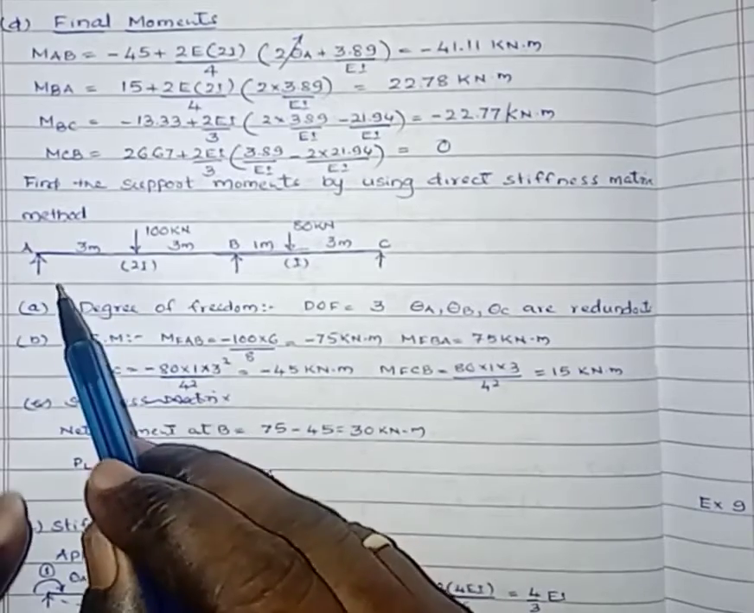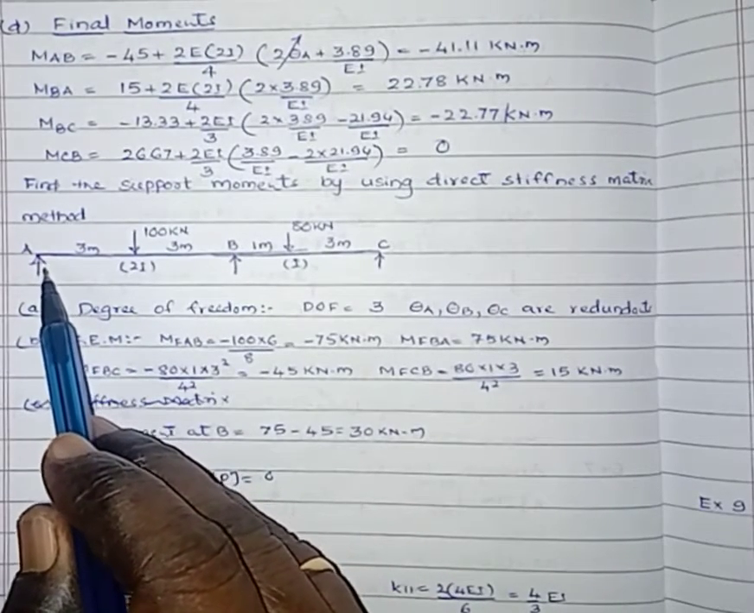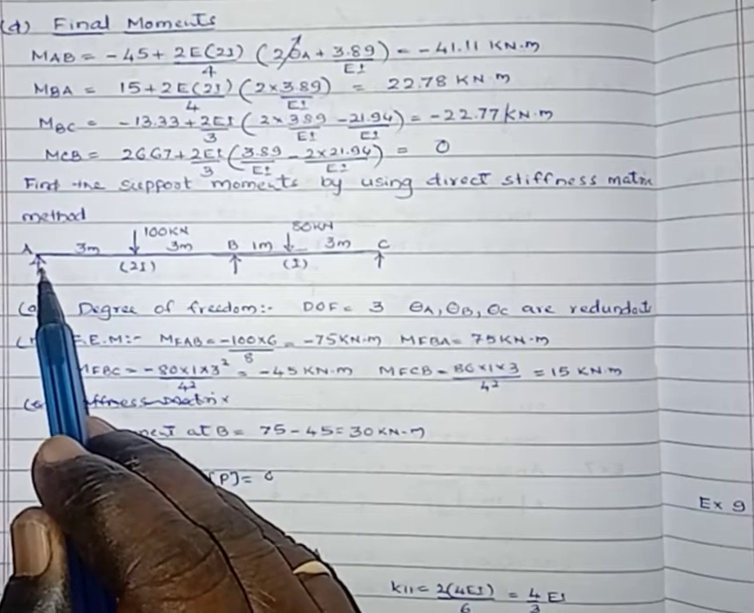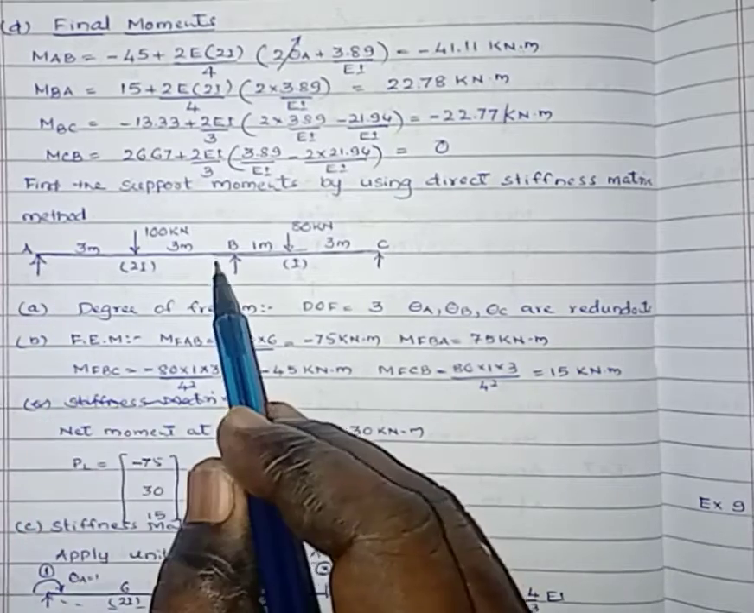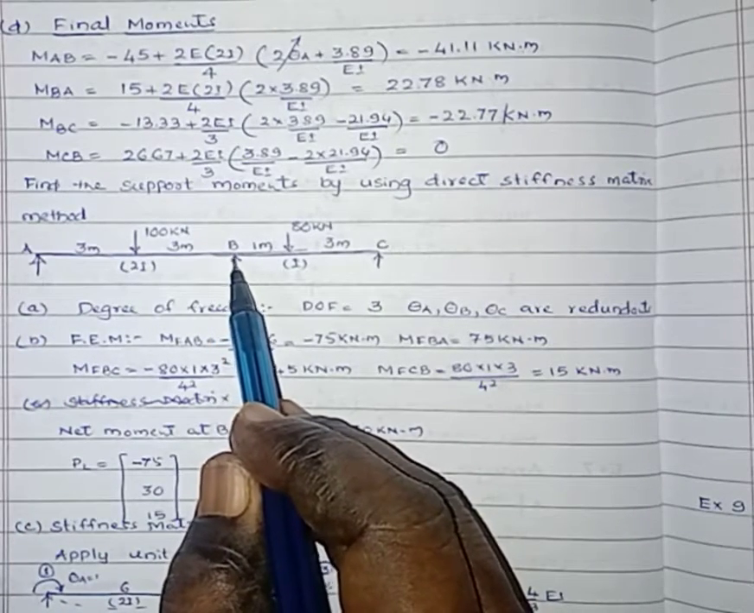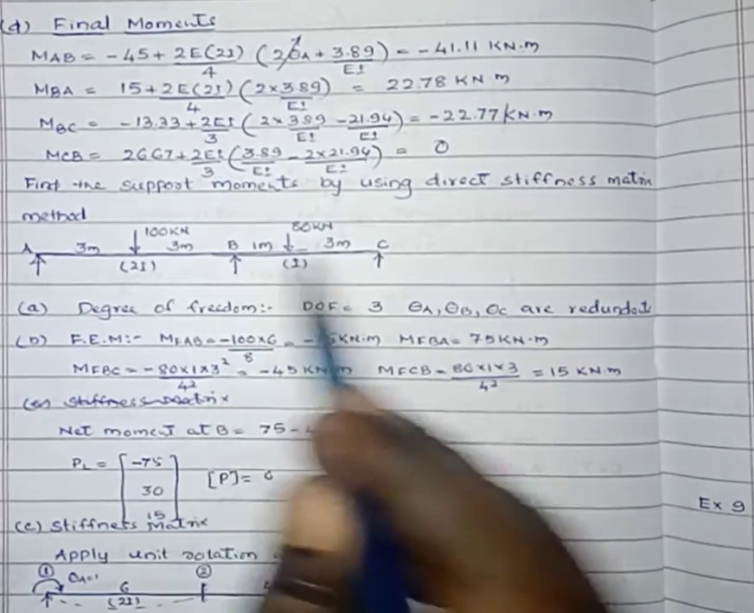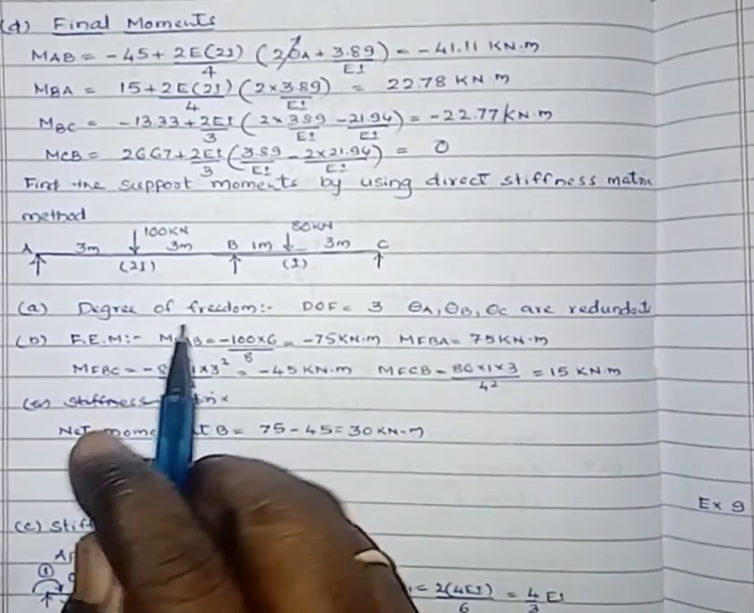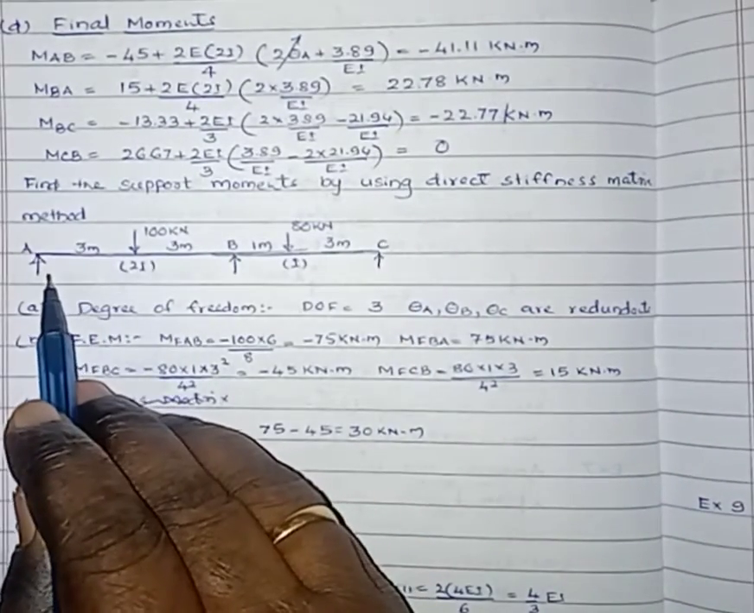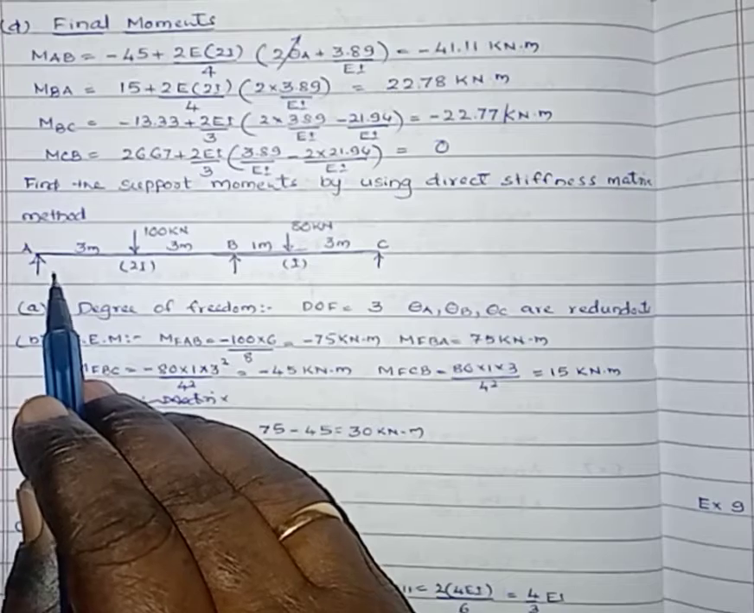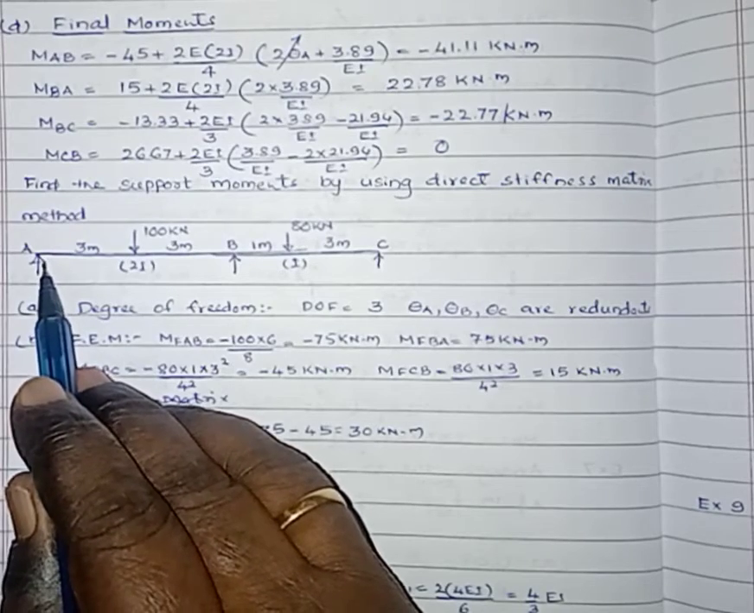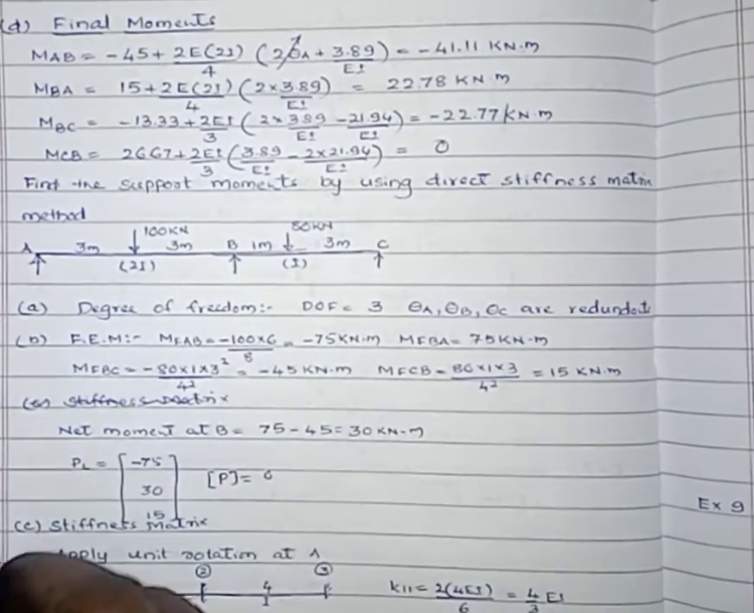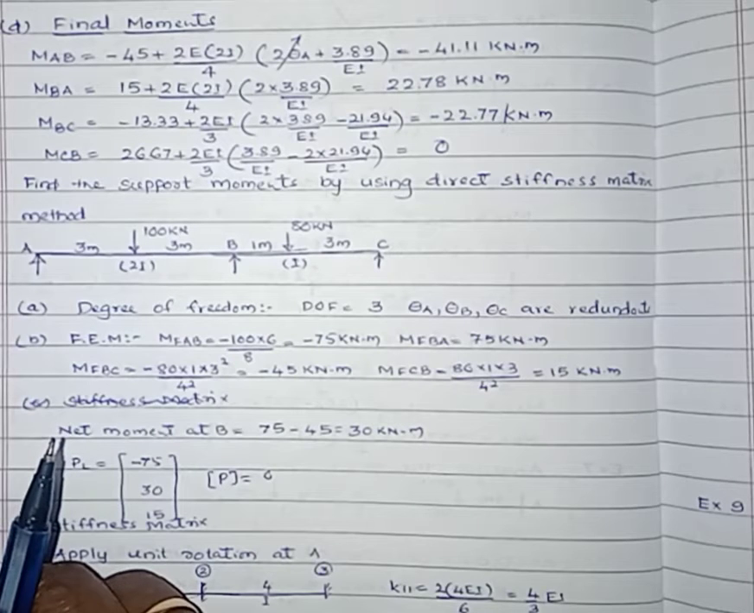Here at A, theta A is the slope. It allows the rotation of the end of the beam. Similarly, at B, it permits the rotation. At C also, it permits the rotation. Hence, the total degrees of freedom are theta A, theta B, theta C. That is, the degree of freedom is 3.